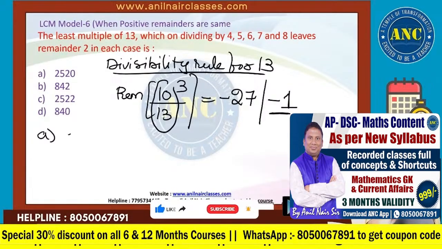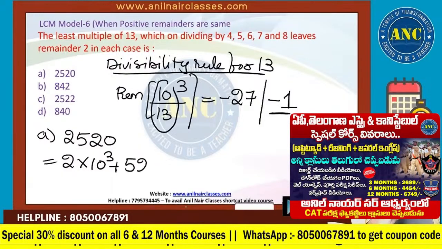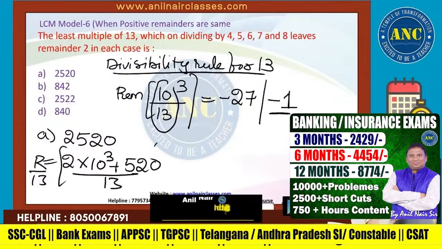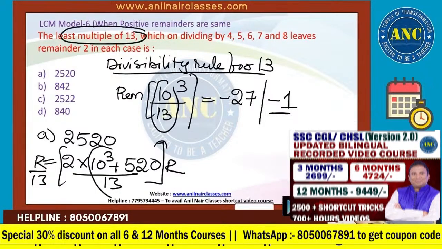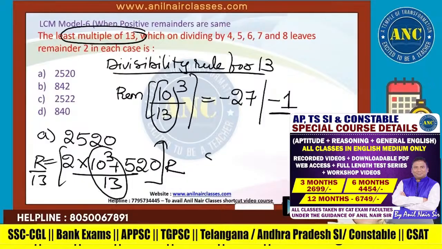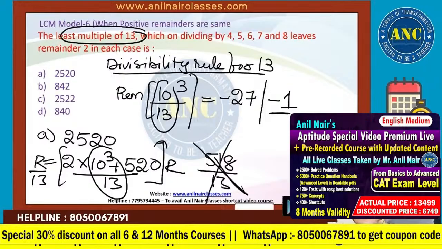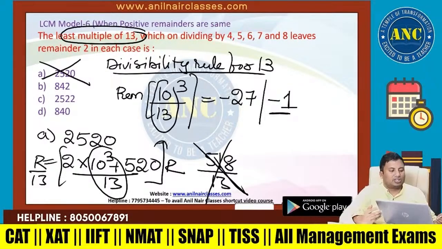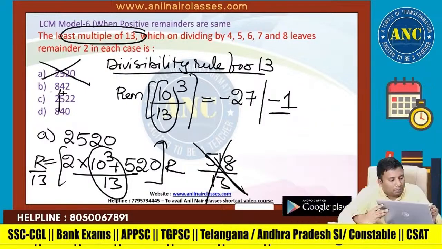So how you can do it is, 2520 you can write as 2 into 10 cube plus 520. If I divide this number by 13, why are we dividing it by 13? Because the question says that it is a multiple of 13. 10 cube by 13 is minus 1. 512 minus 12 is 518. 518 is not divisible by 13. First option is out.